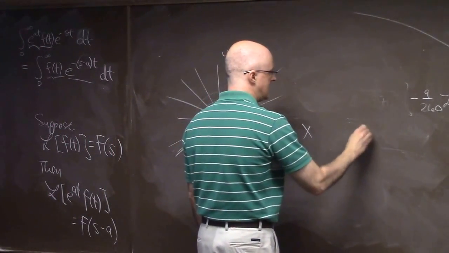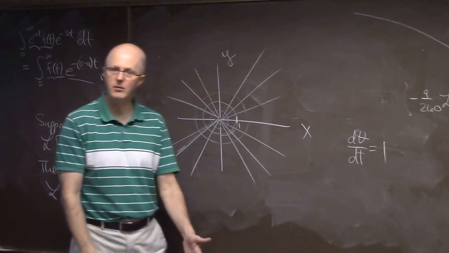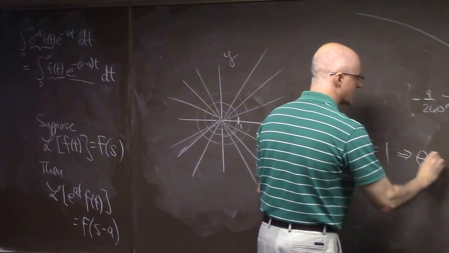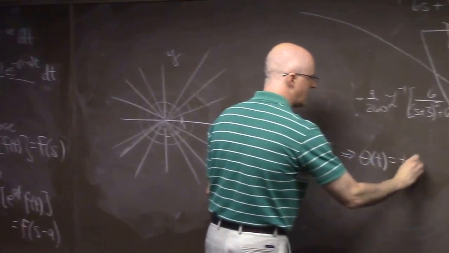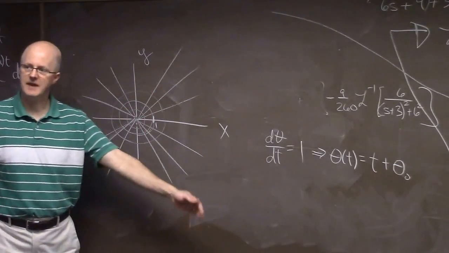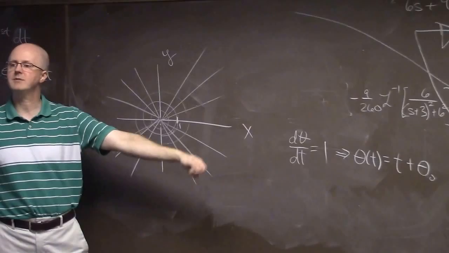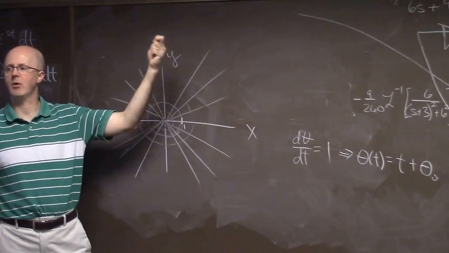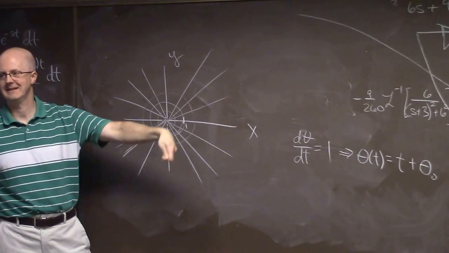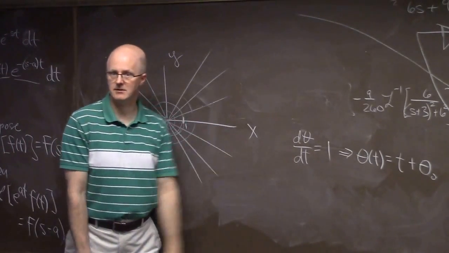d theta dt for this differential equation is constant. It's 1. In other words, theta as a function of time is really t plus the initial value of theta. So theta is going to increase in a linear way. You're going to get a rotation of solutions around the origin counterclockwise at a constant angular velocity. 1 radian per second, if you like.